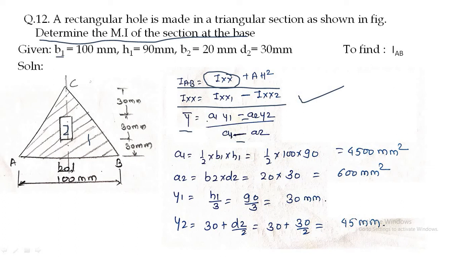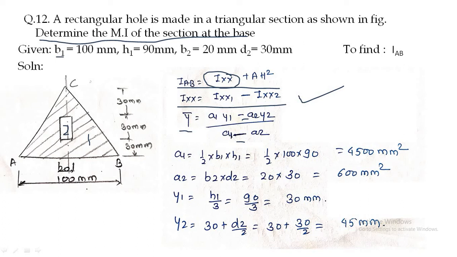A1 is the area of first section, that is of triangle. A2 is the area of the second section, that is of rectangle. Y1 is the distance of the horizontal central axis of triangle from the base, and Y2 is the distance of horizontal central axis of rectangle from the base. Accordingly, we will have A1 is equal to half into base into height.